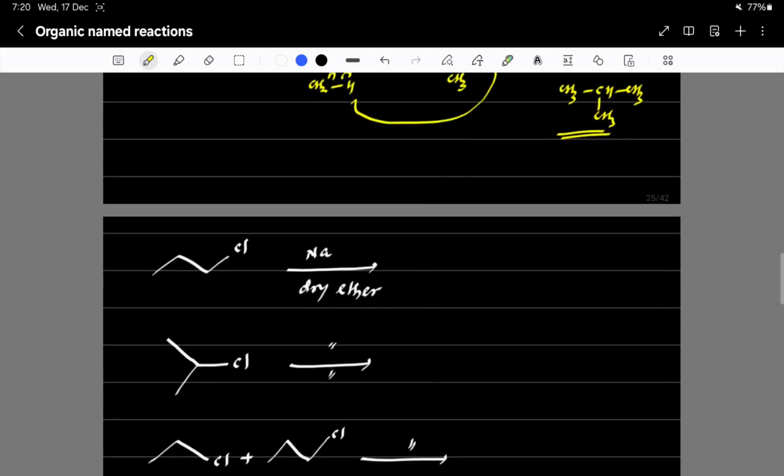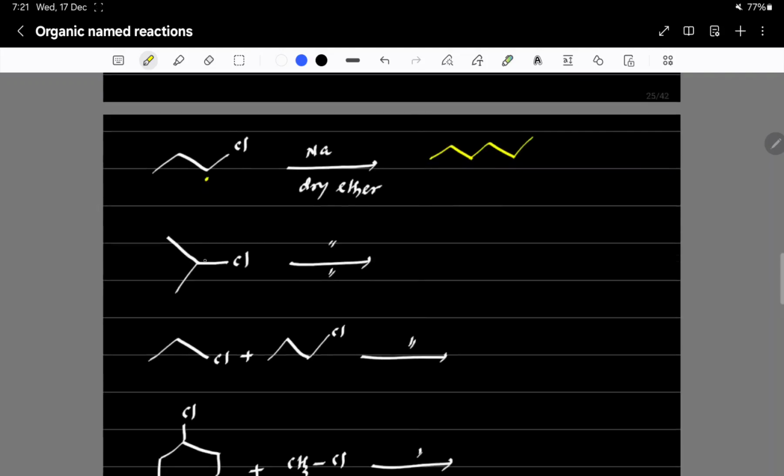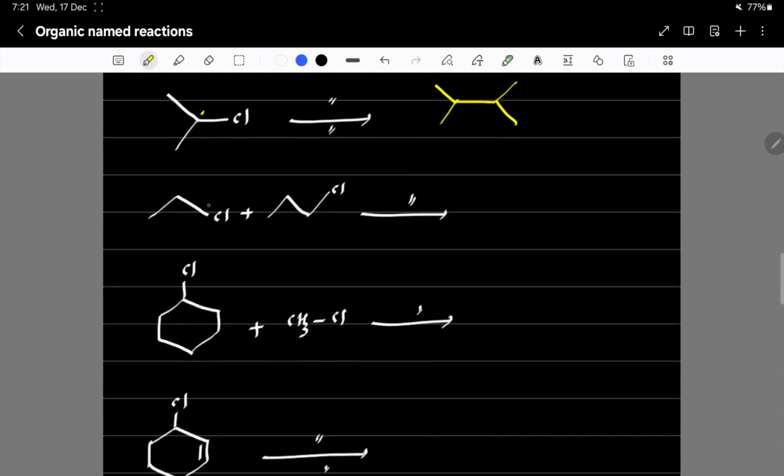Next, students, let's discuss some examples. Ethyl chloride and propyl chloride on reaction, we will get, radical formation takes place. This radical recombining, we will get hexane as the product, right? Similarly, this is the radical, and radical with radical recombining, we will get the product like this. Now look, we have ethyl chloride and propyl chloride using sodium in dry ether. These are two different alkyl halides, so we will get three different products.